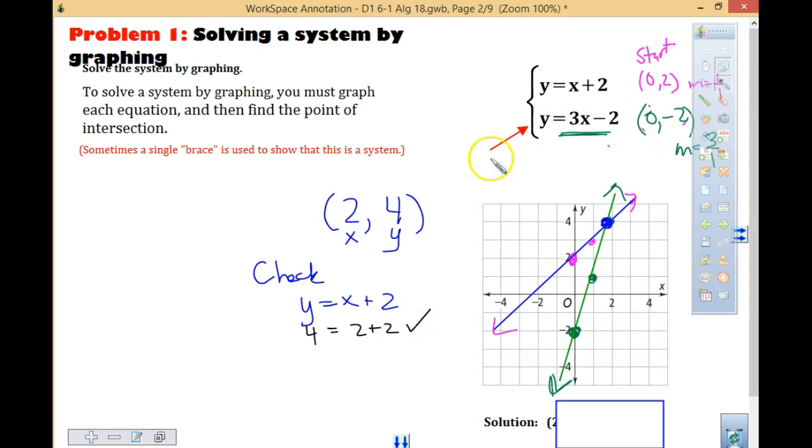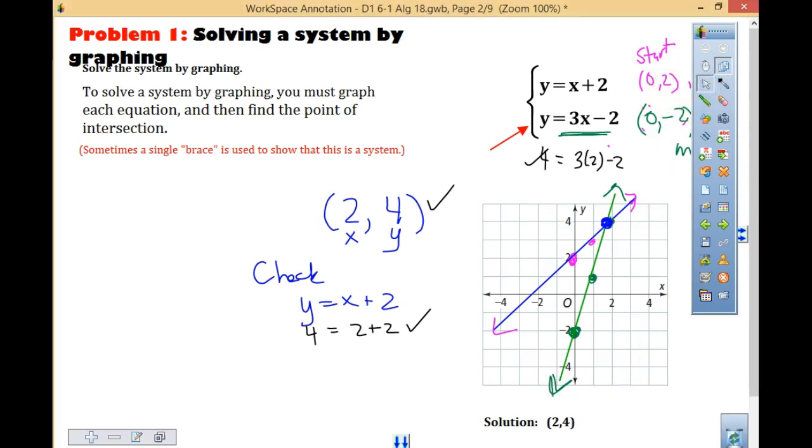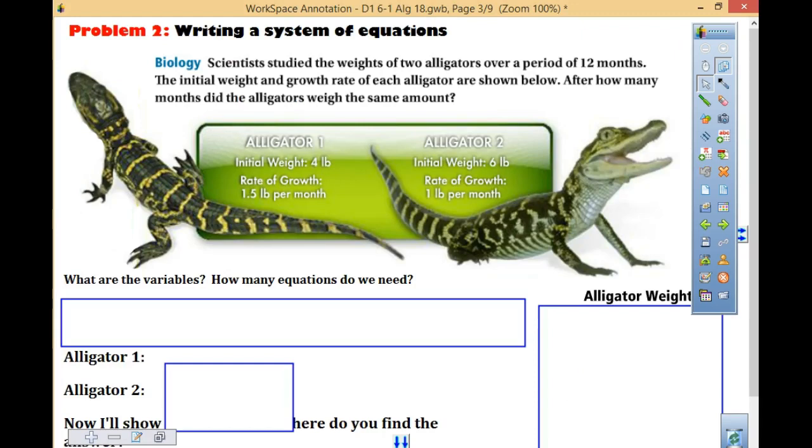Yes. If I go to this second equation up here, and I replace 4, is 4 equal to 3 times 2 minus 2? 6 minus 2, yeah. So it has to work in both equations, so this is my answer, (2, 4). The solution that they were looking at is that (2, 4) that we put over there. So we're going to take a look at the next page, which has some stories.